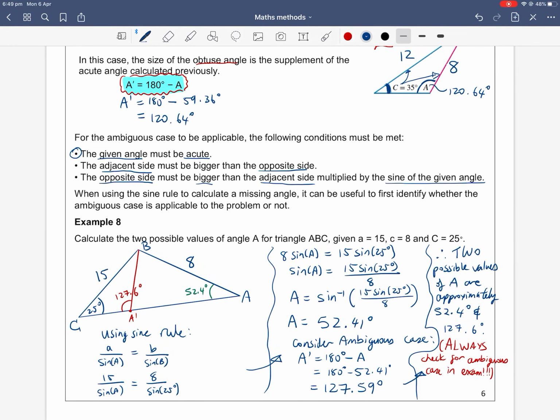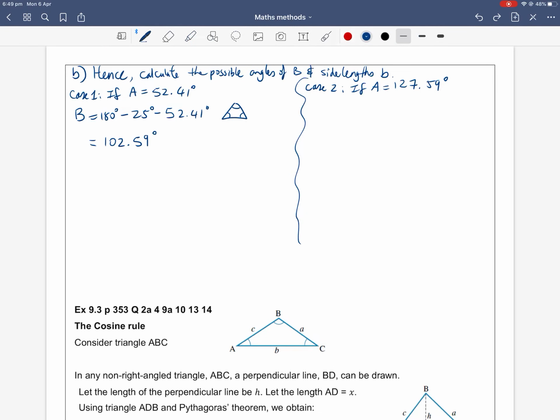Now, once we've worked out what the possible angle for B is, how do we work out what the side length of B is? Well, we can't use SOHCAHTOA because it's not a right angle triangle, nor can we use Pythagoras because, again, it's not a right angle triangle. But because we do know the opposite sides, so for example, we know angle A and its corresponding side length 15, and then because we've got B, we want to work out the corresponding side length of B, we can apply the sine rule again.